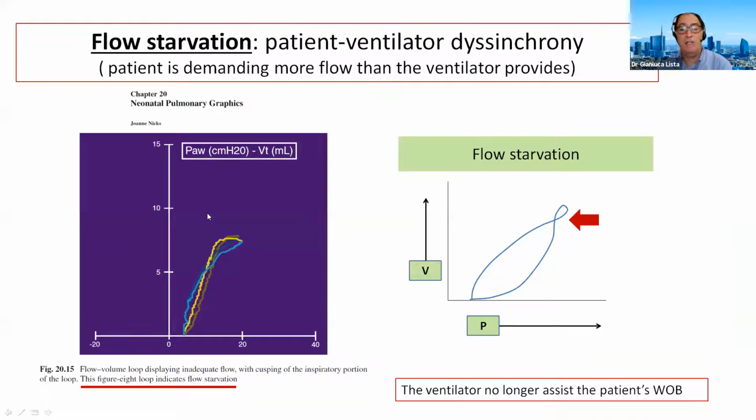This is another situation, very, very important to detect, flow starvation. This is a typical situation in which there is an asynchrony between patient and ventilator. This is a situation in which the patient is demanding more flow than the ventilator provides. And from the flow volume curves, you can observe the typical figure 8 loop that indicates the flow starvation.